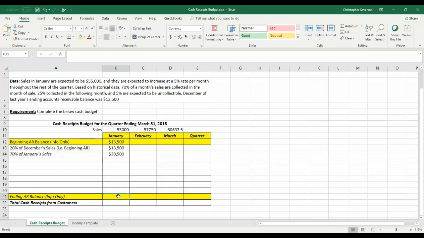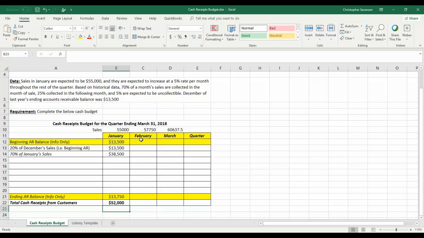Now, the ending AR balance, which, by the way, anything ending for one period becomes beginning for the next period. So again, this is just informational only because we're going to need it for the balance sheet. But the ending AR balance, remember, that's the 25% of January's sales that we're collecting next month. So that's $13,750 that is not going to be part of this calculation. It's going to be collected next month. So as far as the cash receipts from customers, it's going to be the $13,500 plus the $38,500 of January sales. So this month we're collecting $52,000.